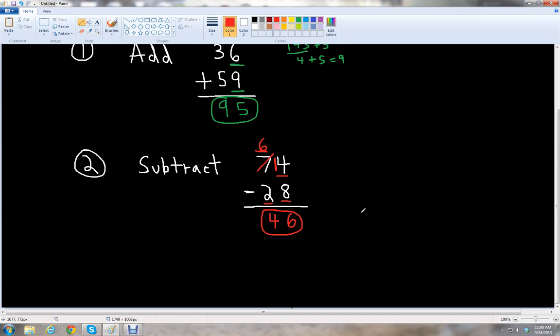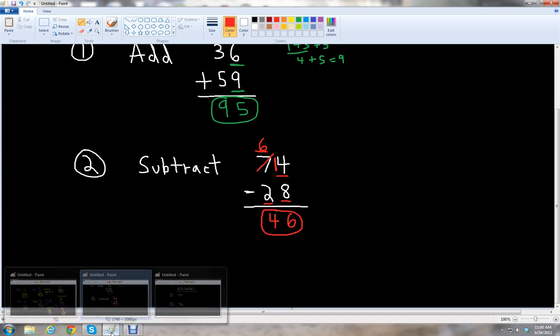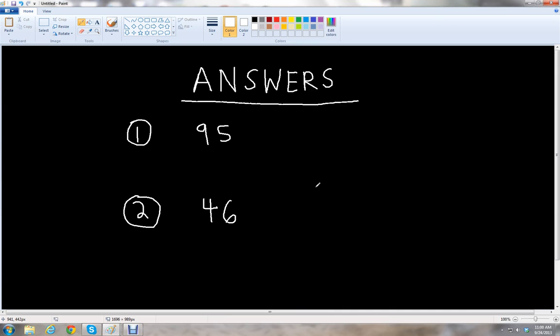So in the first problem we got 95, and the second problem we got 46. So let's check our answers. 95 and 46. So it looks like we got both of our answers correct. So if you got those answers, great job.